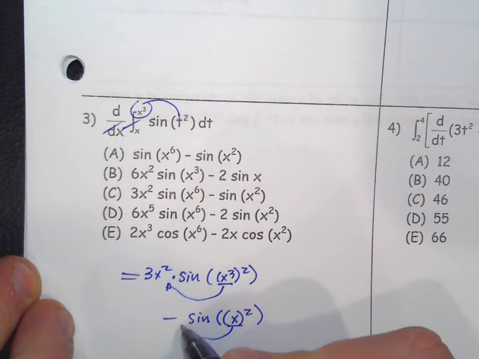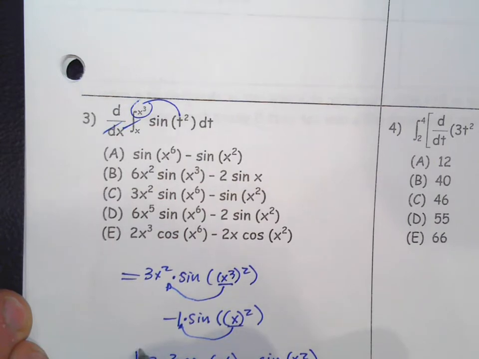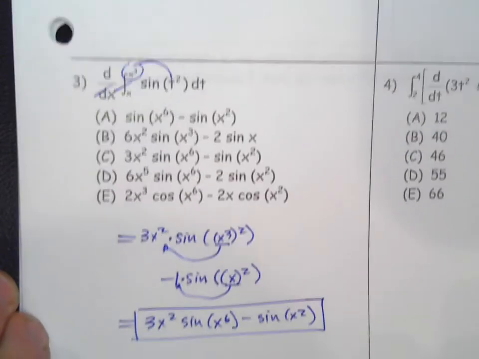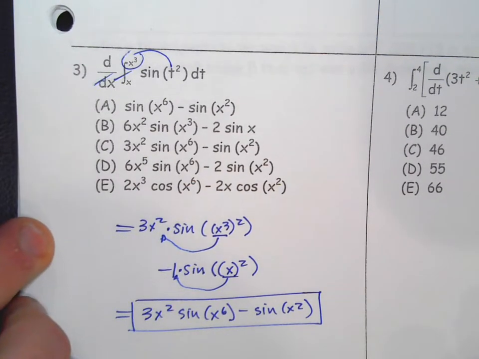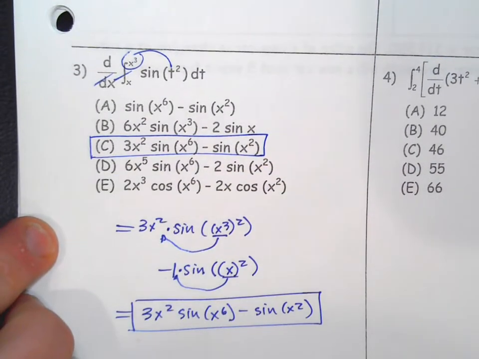Derivative of x here is 1. So your final answer is 3x squared sine x to the 6th minus sine x squared. Clean things up. So 3x squared sine x to the 6th minus. So that's going to be C.